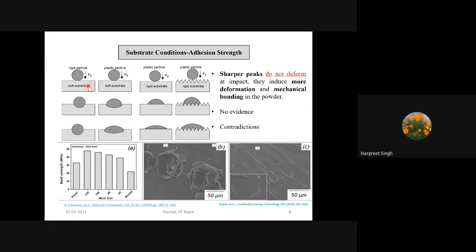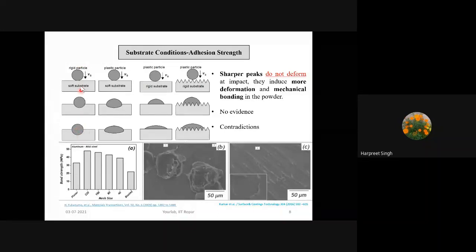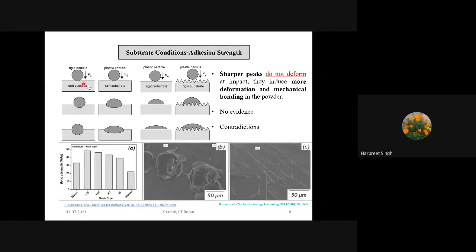So one thing is that we can have different types of materials, right? We can have a rigid particle and a soft substrate. Now, if this is the condition, if the particle is almost rigid, then this kind of sticking can take place, right? The deformation will be limited only to the soft substrate, not this one, okay? But then there is a plastic particle on a soft surface, which can be a condition, something like this, okay?